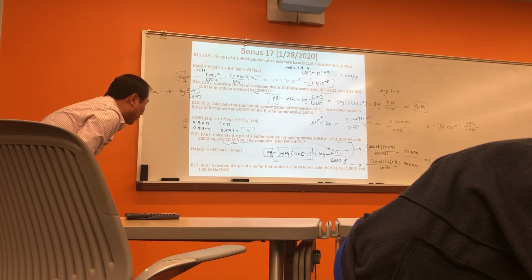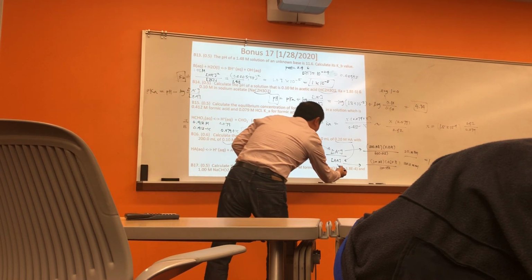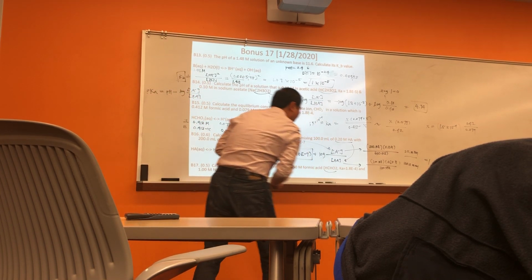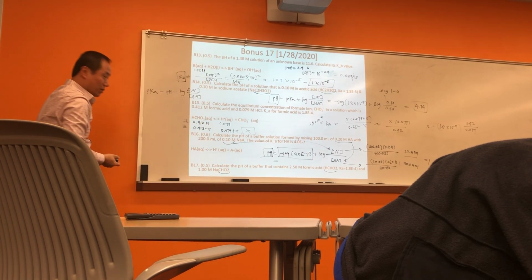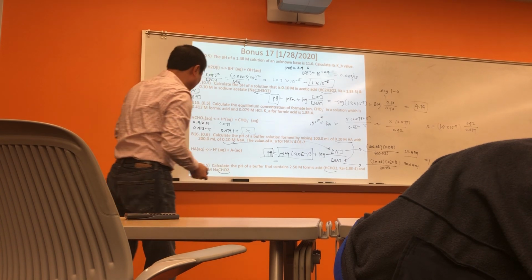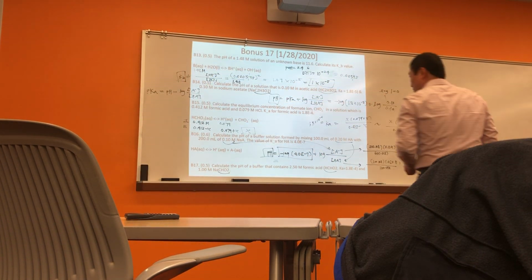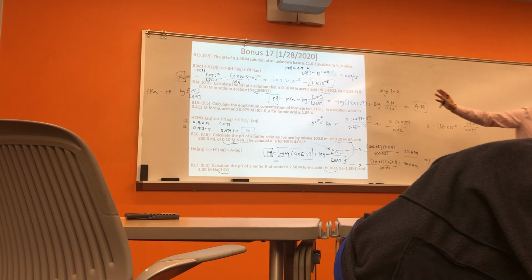Calculate the pH of a buffer that contains that guy with this. So we have acid again, and conjugate base. It's the same thing. So we are using Henderson-Hasselbalch over and over. I'm going to skip it because it's the same thing. There's nothing new there.